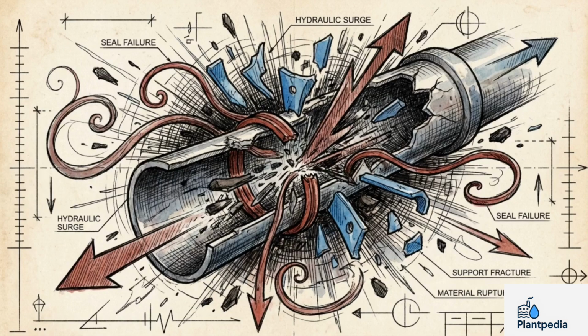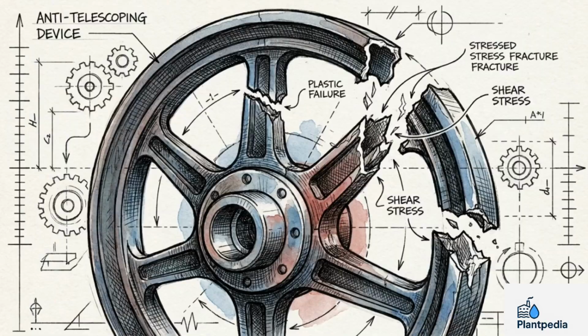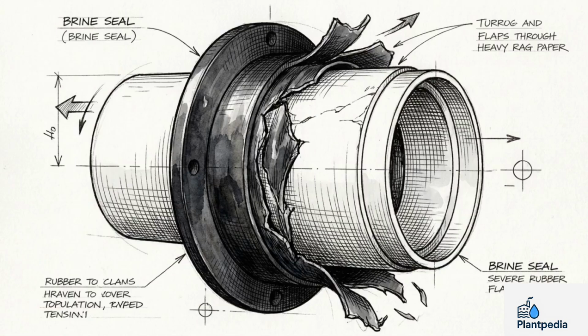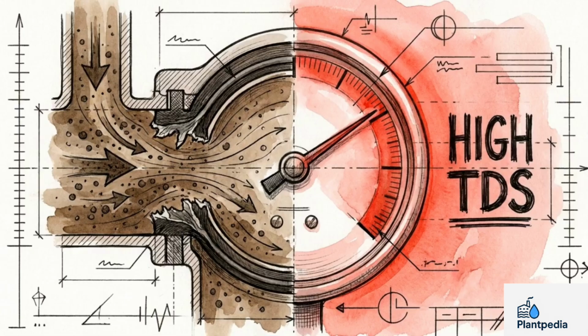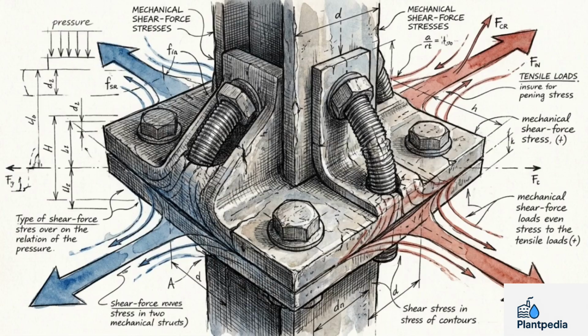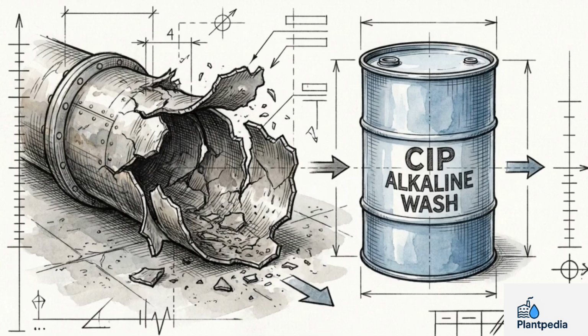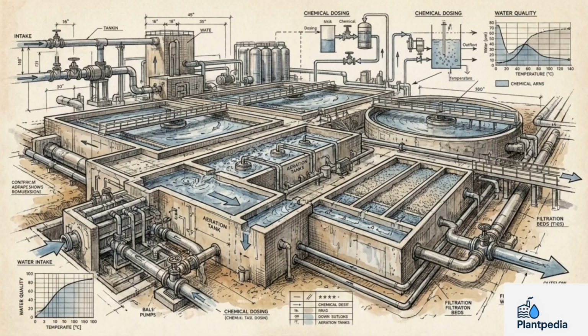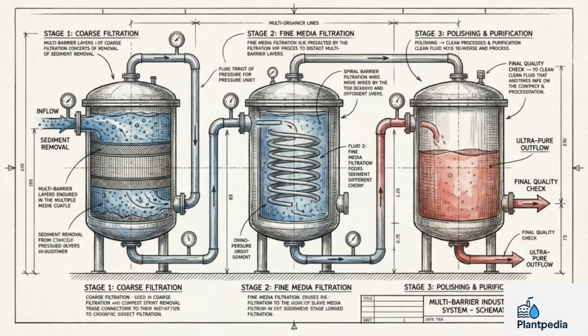Once the element telescopes, secondary damage follows immediately. Anti-telescoping devices fracture, rubber O-rings fail, and brine seals tear open. Salty feed water bypasses the membrane completely, causing an instant spike in permeate TDS. In high-pressure environments, a high silt density index represents a structural shear force threat that quickly moves beyond the scope of simple chemical fouling. Because seawater fouling is irreversible, controlling the SDI cannot be a reactive process. It requires a sequentially engineered multi-barrier defense upstream.